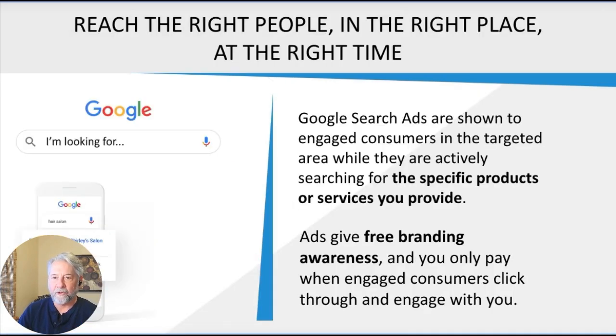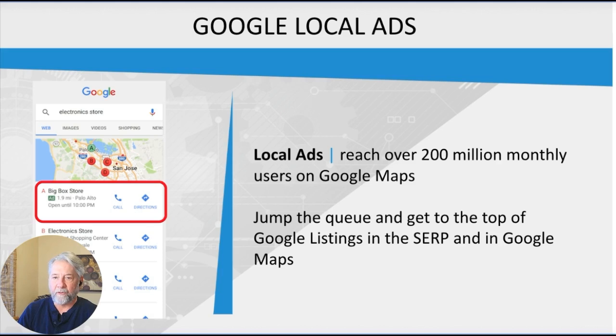So Google Ads are shown to engaged consumers in a targeted area while they're actively searching for the specific product or service you provide. It's free branding and awareness. You don't pay unless they click on the ad and go to your website or your landing page. And then Maps, there's over 200 million monthly users that are using Google Maps as a search engine. When they're looking for something local, they go to a search engine. And you can also extend your advertising campaign to reach your target area in Maps. As you can see on the left, they run ads in Maps, and you can put your business there and get great traffic in a local targeted area.